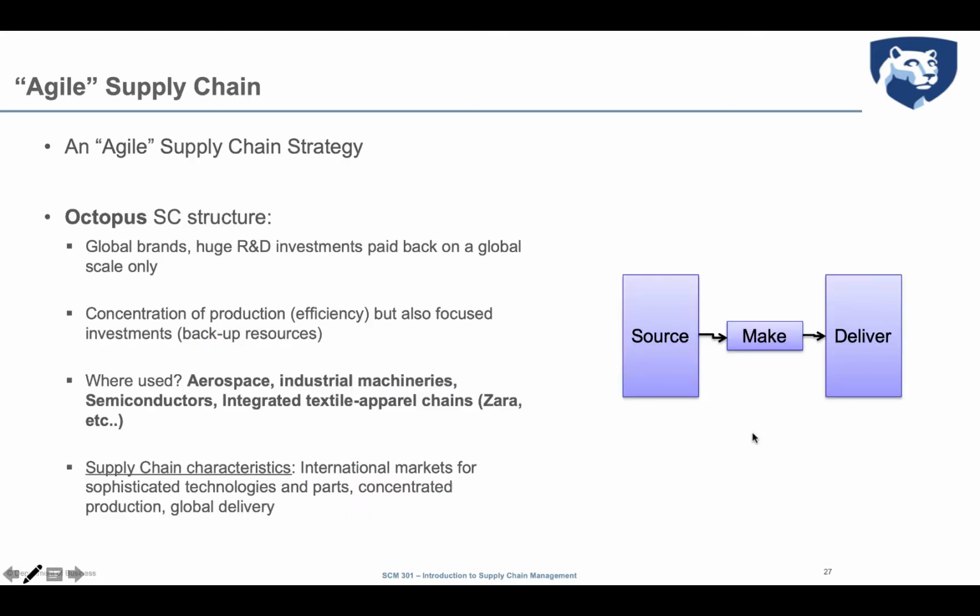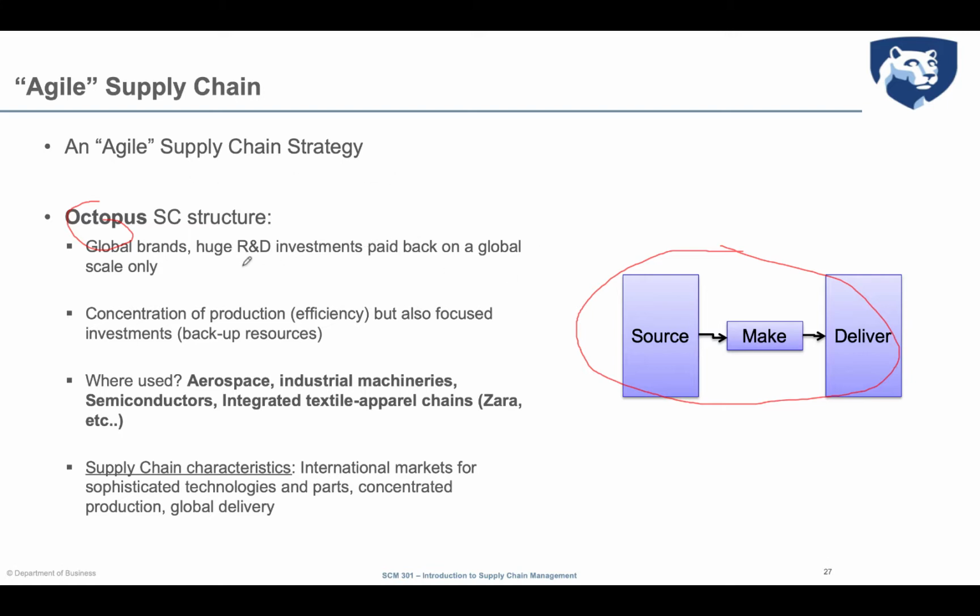An example of this type of supply chain strategy is what we call the octopus supply chain structure. Again, these names are just given; sometimes as we explore companies, we see that their supply chain looks like that. We see that this is repeated more and more times, and we say, okay, there is a model within the agile supply chain structure which is called octopus.